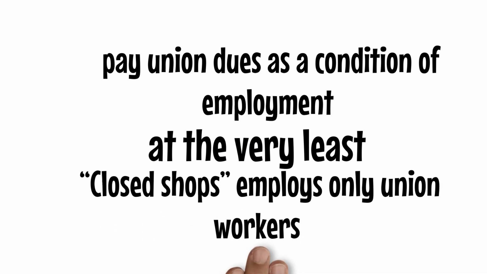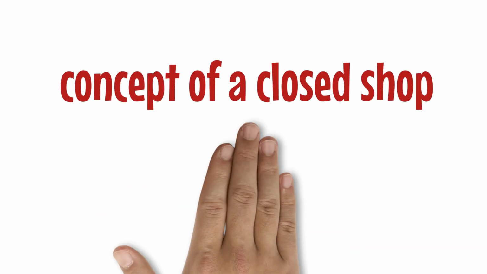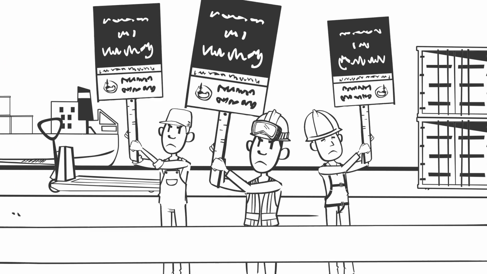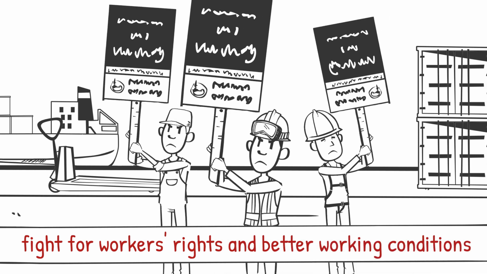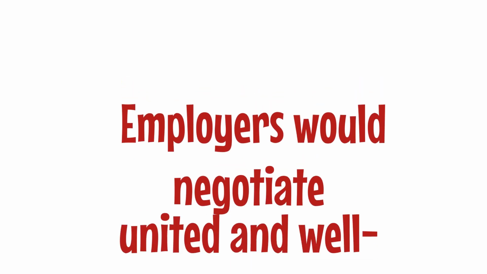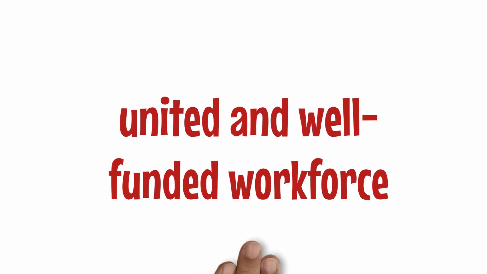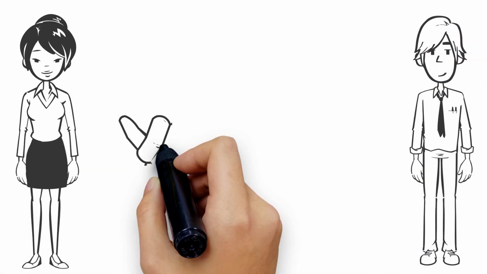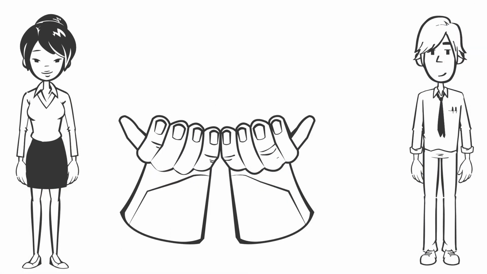The concept of a closed shop emerged during the early 20th century when labor unions gained momentum in their fight for workers' rights and better working conditions. It was seen as a way to strengthen the bargaining power of unions, ensuring that employers would negotiate with a united and well-funded workforce. Proponents argue that closed shops help safeguard the interests of workers by promoting solidarity among employees and providing financial support for union activities.